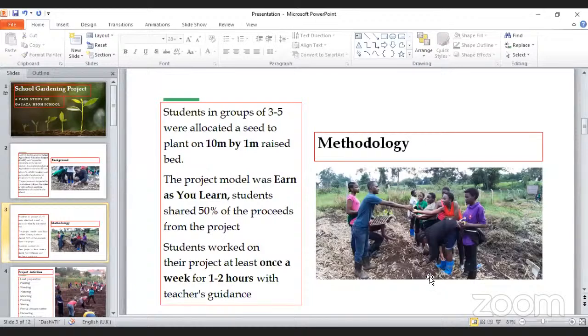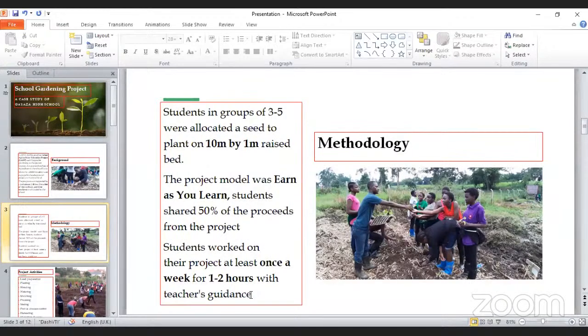Many of the challenges why people are not supporting school gardening is because teachers take on everything. You eat the vegetables free of charge, and students don't take anything home. So we need to change the way this is done.